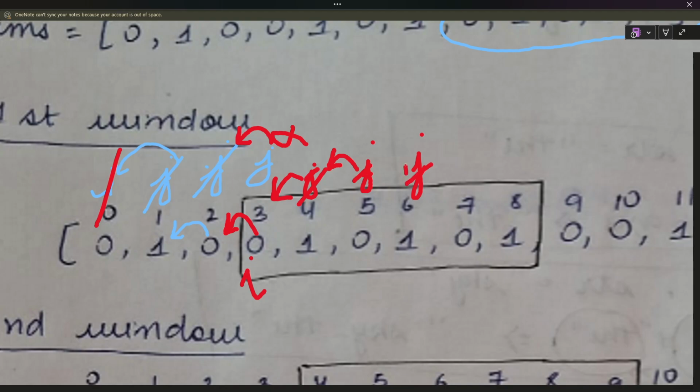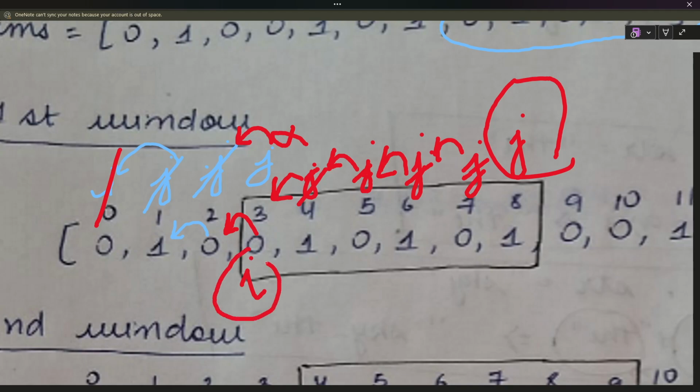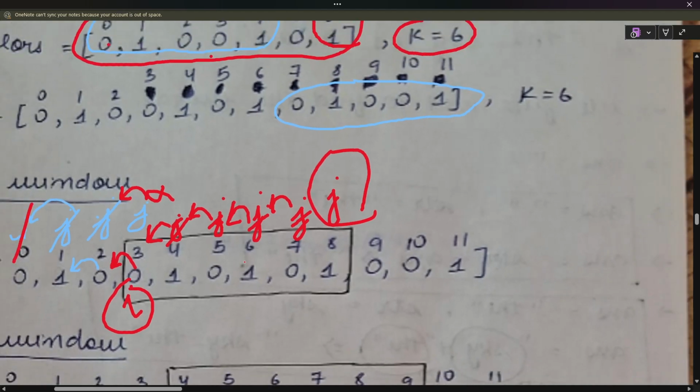Then again we can see it's not equal, so we move j, right? So j comes here, and still you can see that it's not equal, so we move j. Okay, so when j comes here, and our i is here, we also need to check one thing: whether this window size is equal to k or not. So how can we check it?